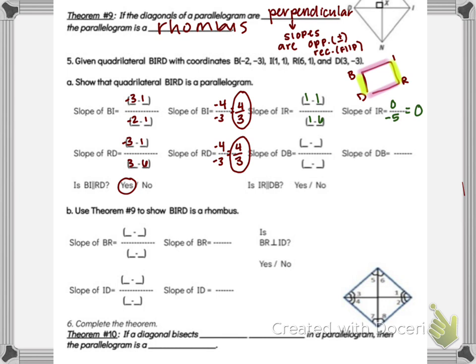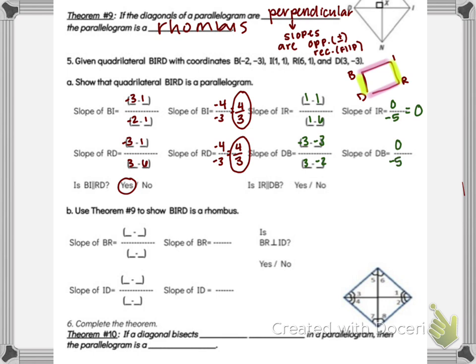So let's start with D. D is (3, -3). So the 3 goes at the bottom. -3 goes at the top. B is (-2, -3). So that x goes at the bottom, so -2 right here at the bottom, -3 at the top. And that would be 0.